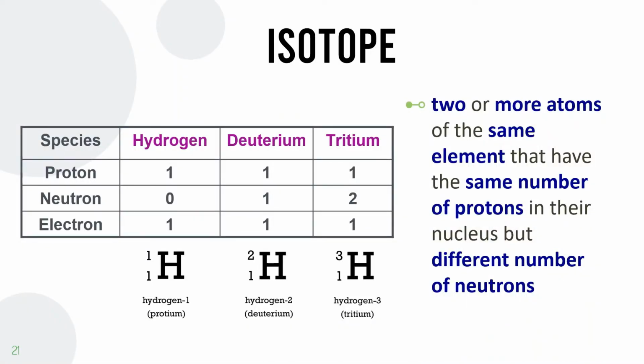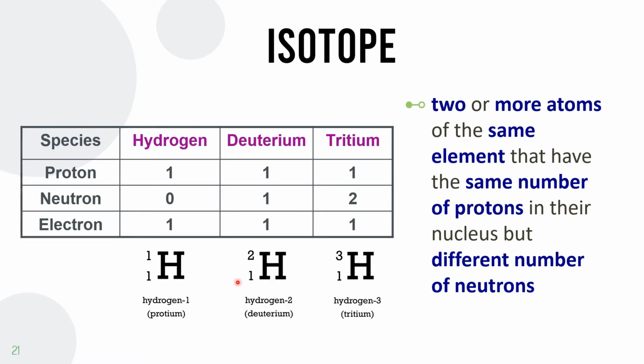Isotopes are two or more atoms of the same element that have the same number of protons in their nucleus but different number of neutrons. So we can take the hydrogen atom as the example. At the bottom here we have hydrogen 1,1, hydrogen 2,1, hydrogen 3,1. Or the other names: hydrogen 1 is protium, hydrogen 2 is deuterium, and hydrogen 3 is tritium.